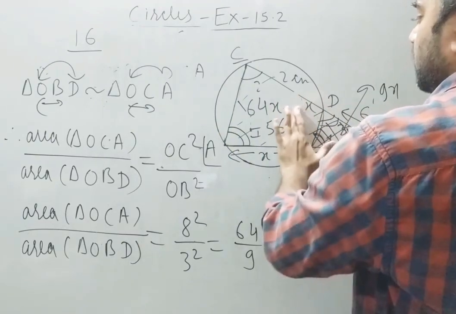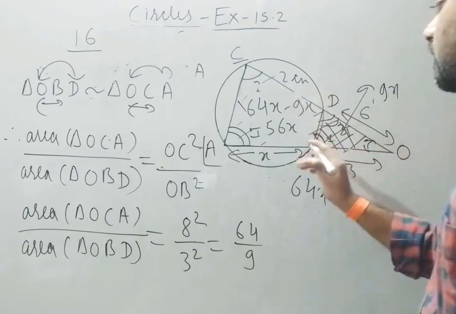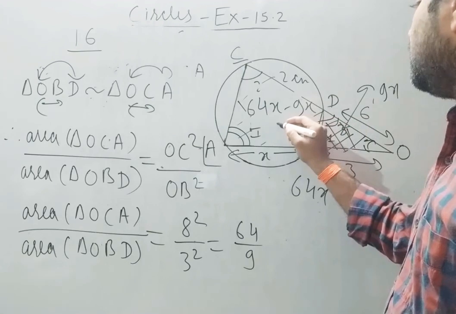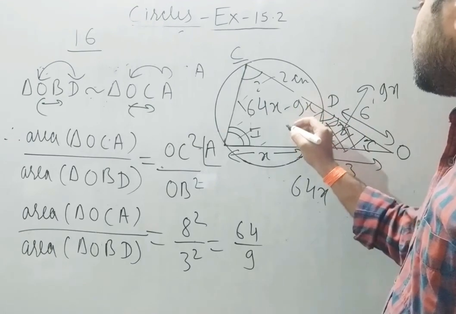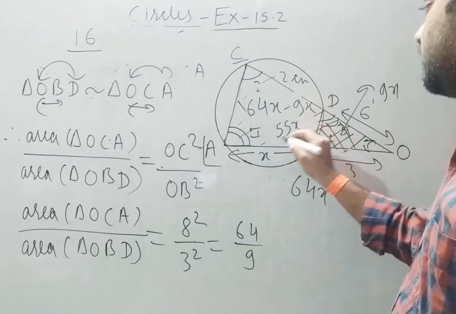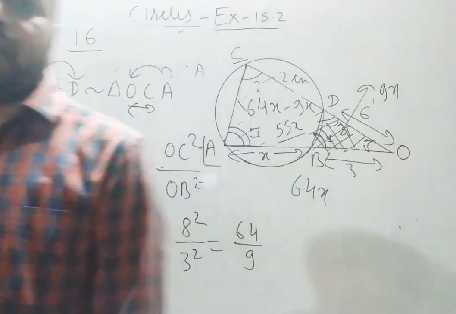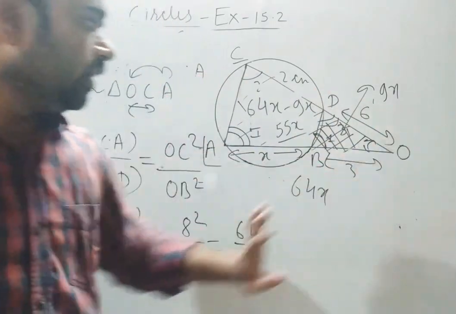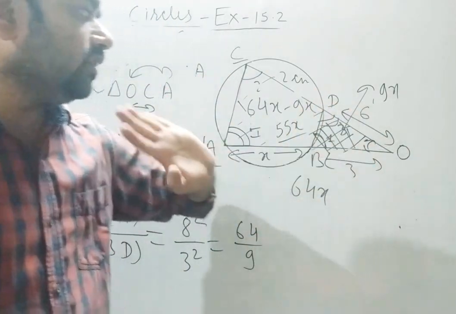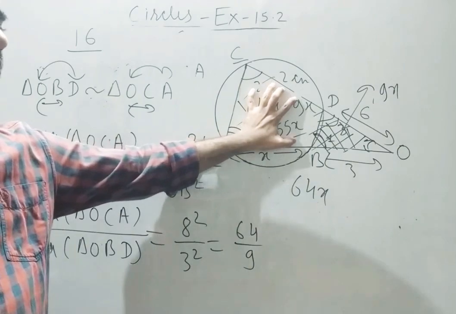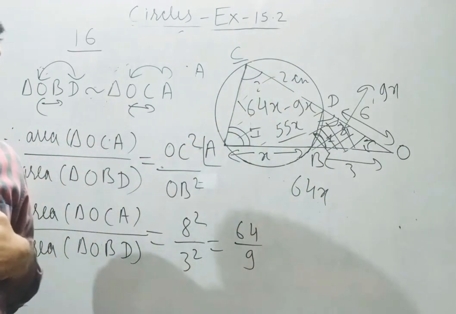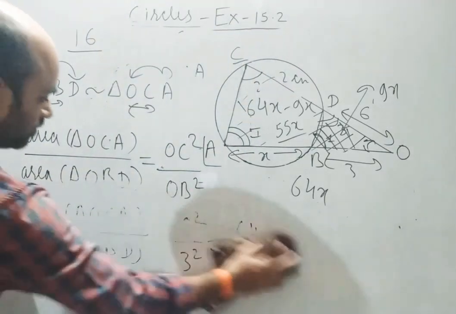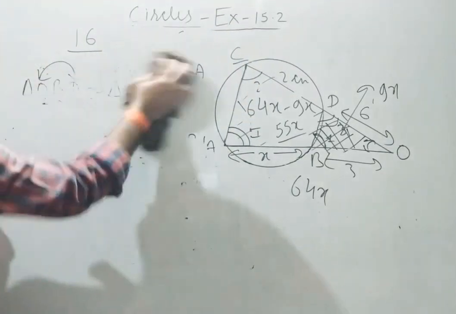Therefore, what about this area? This area will be 64 minus 9, that is 55x. Correct? This area will be 55x. Understood? 64x complete area, 9x is smaller area. Therefore, this quadrilateral will be the remaining area, 64x minus 9x, 55x. And we have to find the ratio. Which ratio? Now we can calculate the ratio.